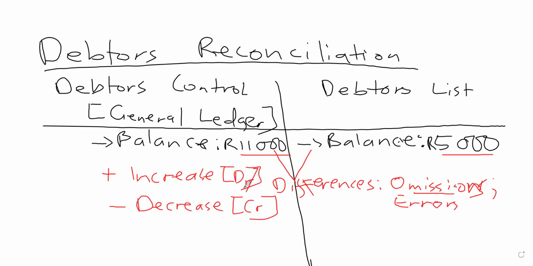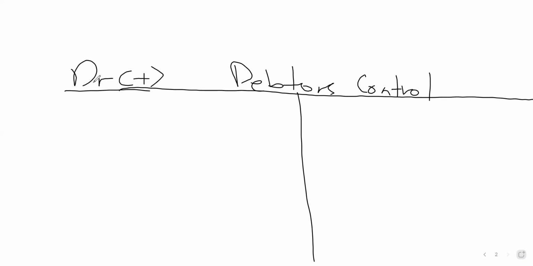Why is it that an increase has to be debited on the debtors control? Why is it that a decrease has to be credited on the debtors control? It's very simple. Simply because debtors are assets to the business. So if I'm to draw a general ledger account, which is one of the things you're likely going to be requested to do in the exam, if you draw up a ledger account called debtors control, it will have a debit side where it will increase, and it will have a credit side where it will decrease. Very important to take note of that.